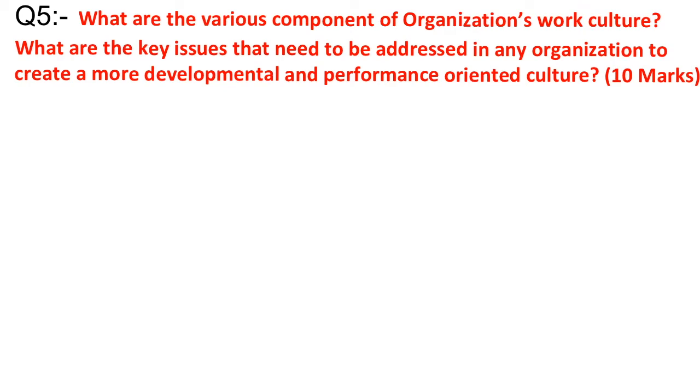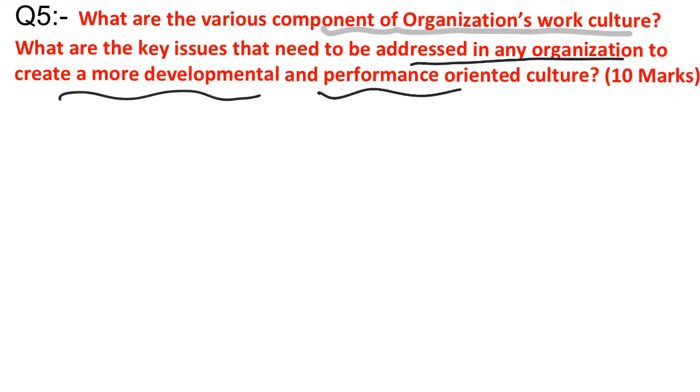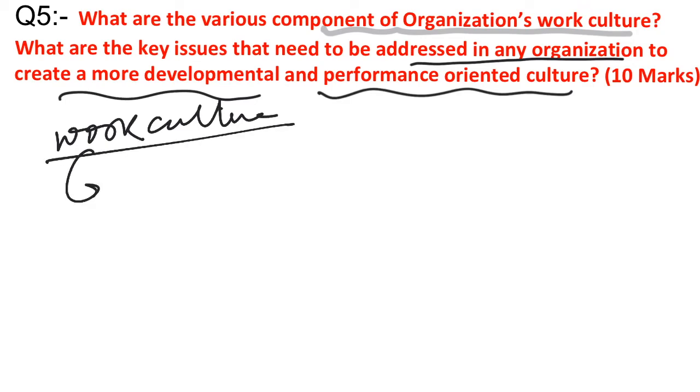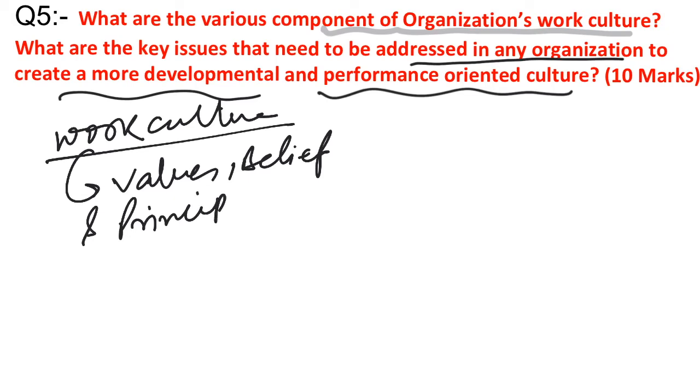Now the next question is, what are the various components of organizational work culture, and what are the key issues that need to be addressed in any organization to create a more developmental and performance oriented culture? Here, first of all, you can define what work culture is, and then secondly you will move to the components of organizational work culture. So work culture represents the values, beliefs, and principles of the organizational members.